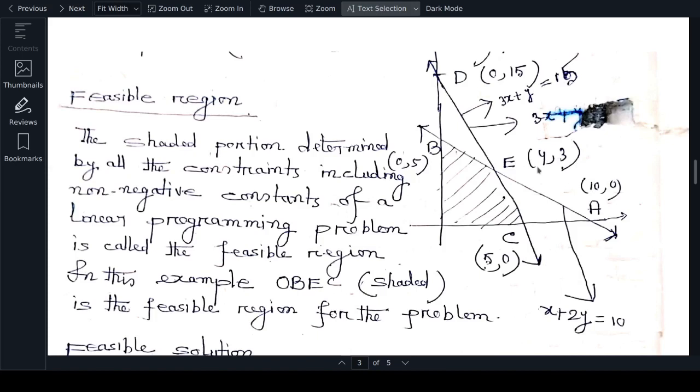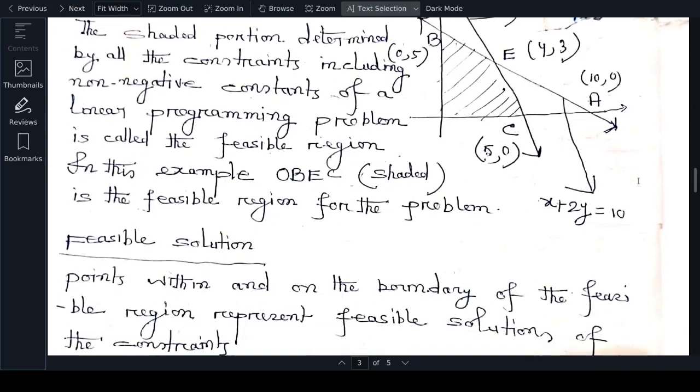And a point outside the feasible region is called an infeasible solution. You see the D point is not in this feasible region, and the A point is also not in the feasible region. So D, which is (0, 15), and A, which is (10, 0), are infeasible solutions.